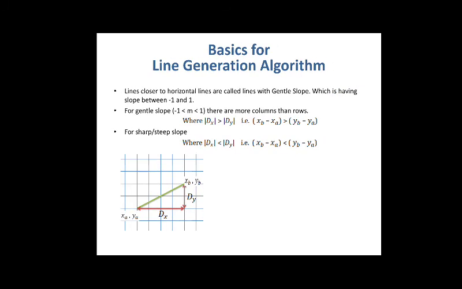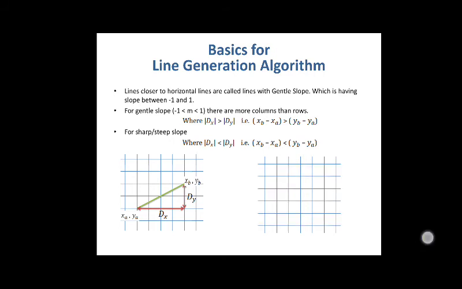Whenever we are calling a sharp slope, you can see here I am again drawing one line. Again I am saying that the points are xa, ya, xb, yb. Now again I am showing the distances dx and dy. Now in that you can see that dx is smaller than dy. So at that time you can say that the line is having a steep slope or a sharp slope.